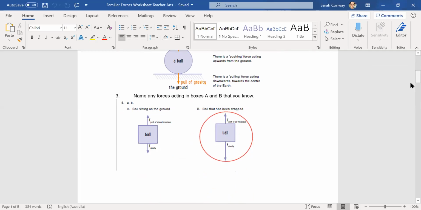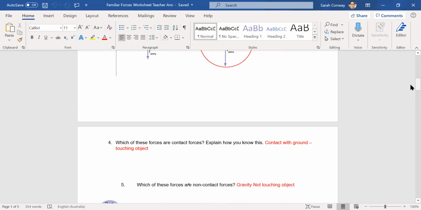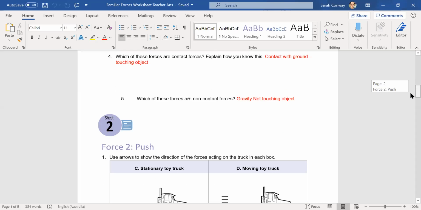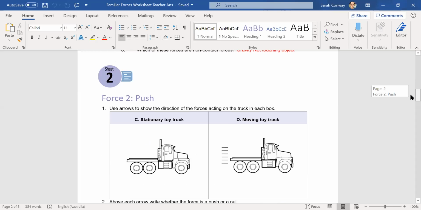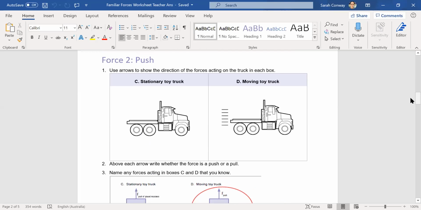All right, going down, which one is the contact force? The contact force is with the ground. It's touching the object. Contact force is where the force is actually acting on the box that's in the diagram, the force that's touching it. So it's called a contact force. Which of these forces are non-contact? Gravity is not touching the object, so that's a non-contact force. Looking at the push, forces 2, push.